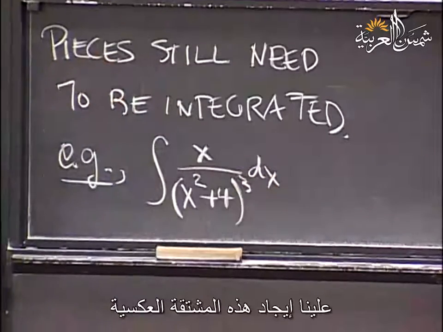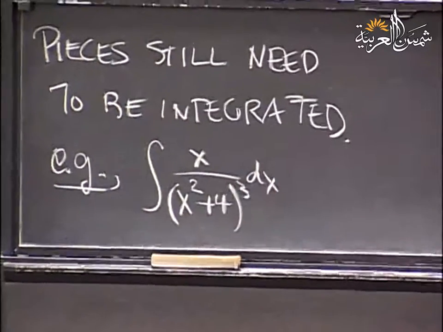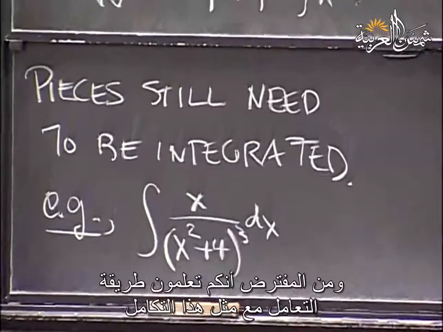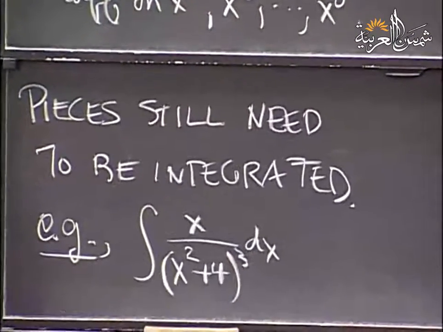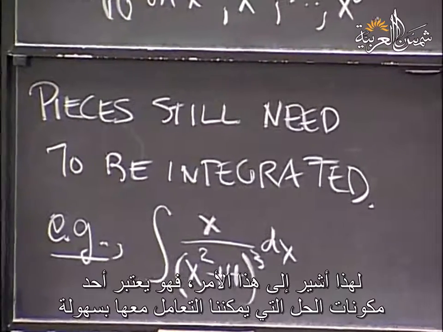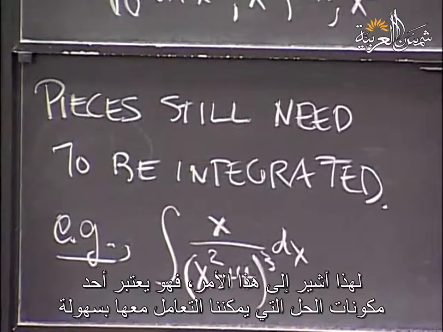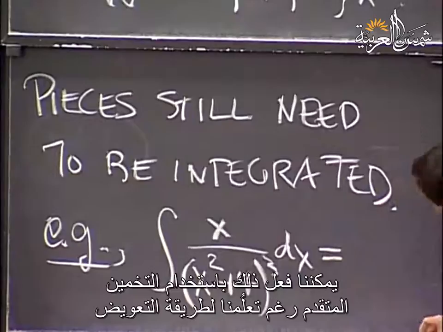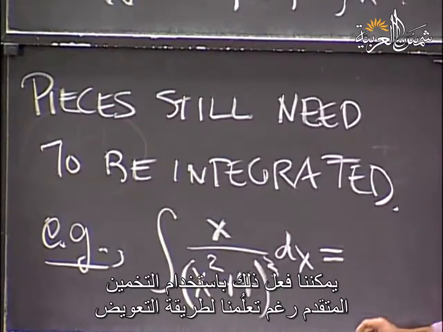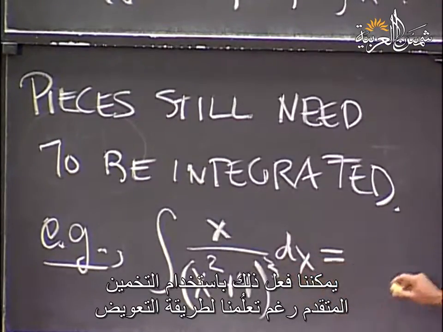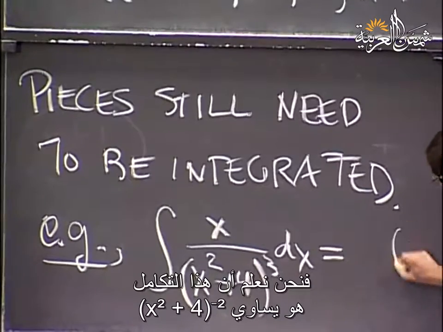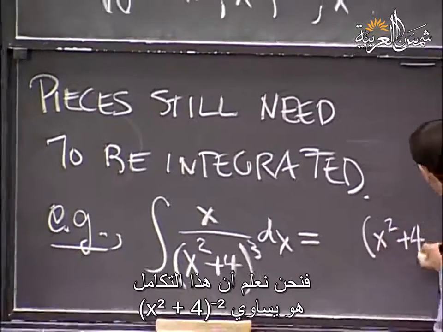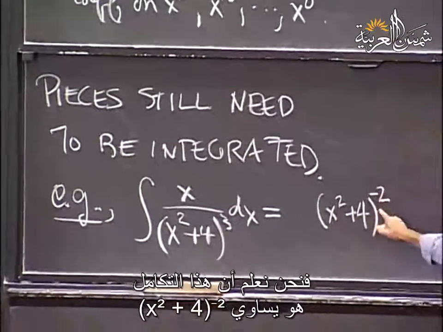I've got to get this antiderivative here. Now, this one you're supposed to be able to know. This is why I'm mentioning it, because this kind of integral is something you already covered. And what is it? Well, you do this one by educated guessing, although you learned it is the method of substitution. You realize that it's going to be of the form (x squared plus 4) to the power -2, roughly speaking.